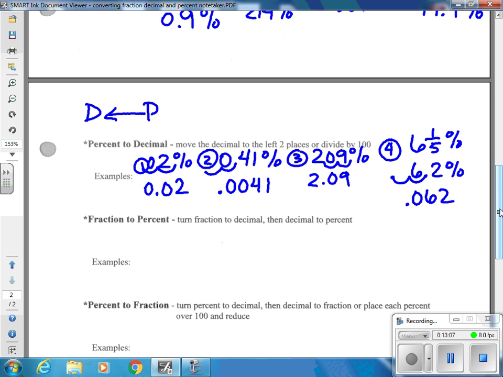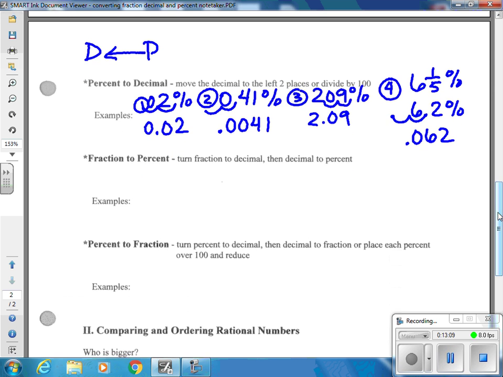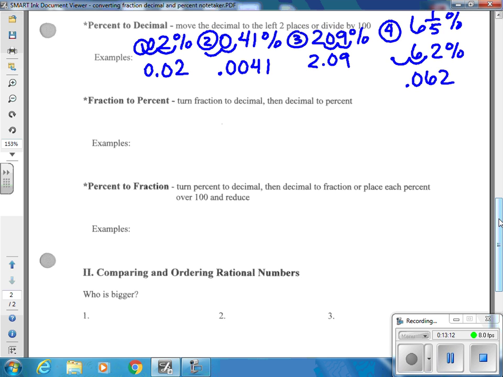All right, for the next 2 sections, we're going to skip the middle guy and go from one extreme to the other. So we're going to go from fraction to percent. And you'll notice in the directions that it says turn it to a decimal first and then turn it to a percent. So the decimal is your middle ground. And the same thing's going to be true for the next part too.